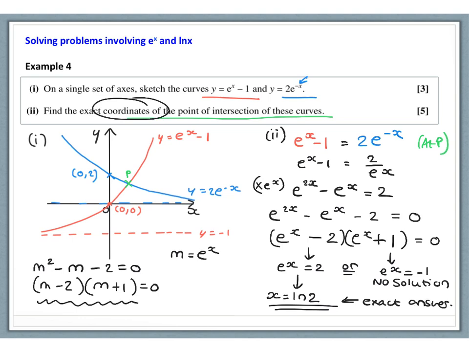We do need to substitute back into one of the equations to find out the y coordinate. So I'm going to substitute into this equation here. It looks nice and simple. y equals e to the x minus 1. So that's y equals e to the power of ln2 minus 1, which comes to 1. So the coordinates of the point of intersection are ln2 and 1.